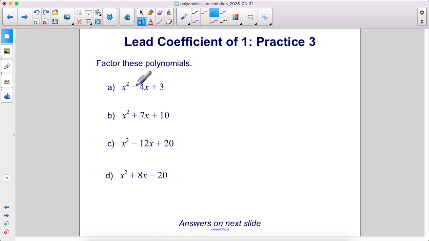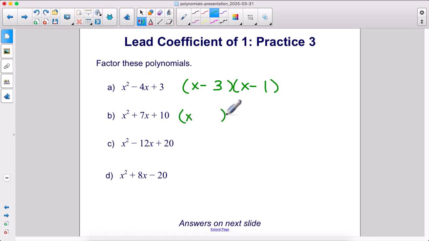Factor these polynomials. x squared minus 4x plus 3. Because the coefficient of x squared is 1, I know we're going to start out like this. Now, C is a positive number, but B is negative, which means there's going to be two negative signs because they have to cancel out when they multiply. So what are the factors of 3? 3 and 1. Which one goes where? Doesn't matter, because they're going to multiply together to +3, and then we're going to have -3x plus -x, so they're going to add together to -4x. They both have negative signs.